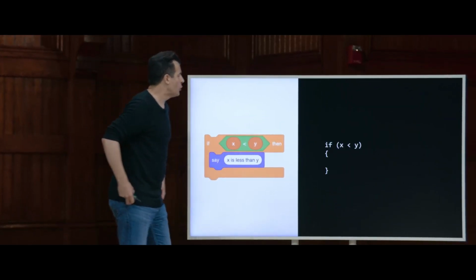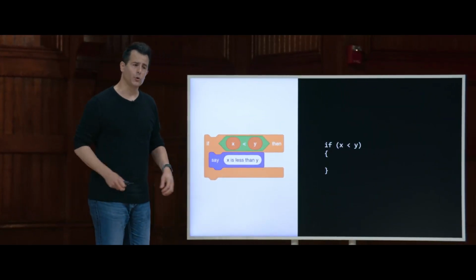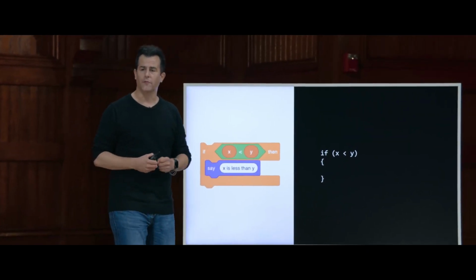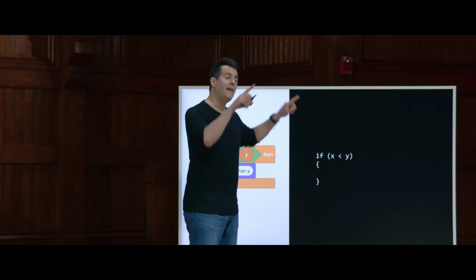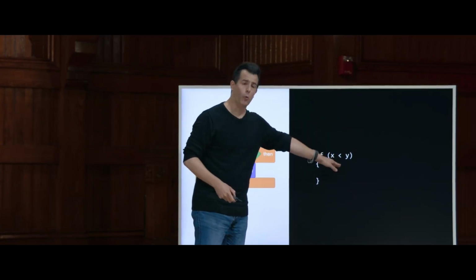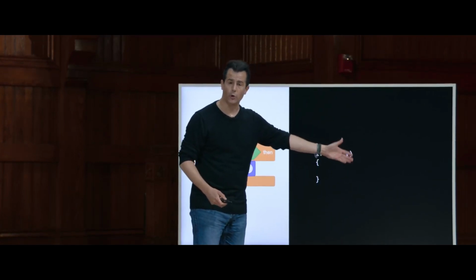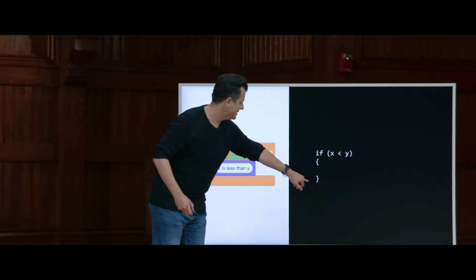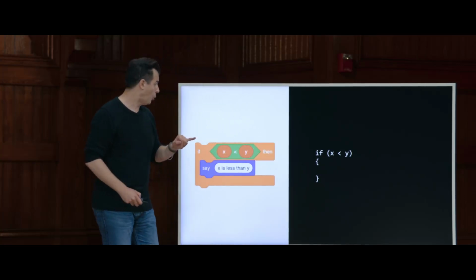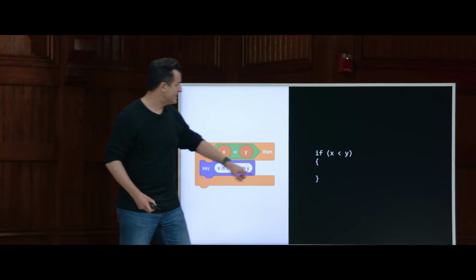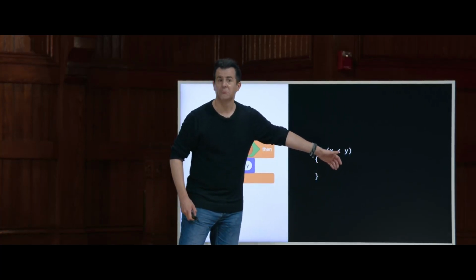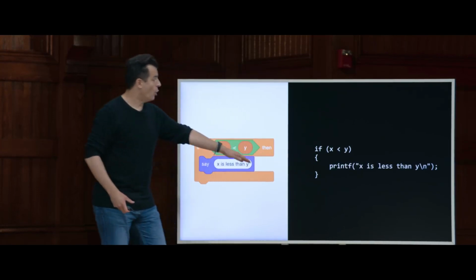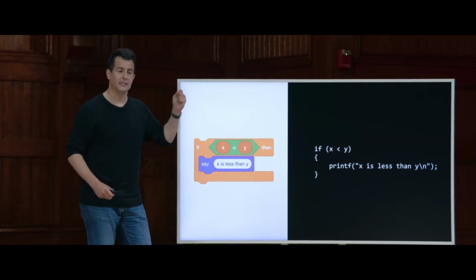In C, the code's going to look like this. So it'll take a little bit of muscle memory to develop, but you're going to say if. Then in parentheses, you're going to say x less than y, assuming x and y are variables. You're then going to use these curly braces. And then if you want to say, quote unquote, x is less than y, in C, what function should we use here? Presumably, printf. So printf, quote unquote, x is less than y.